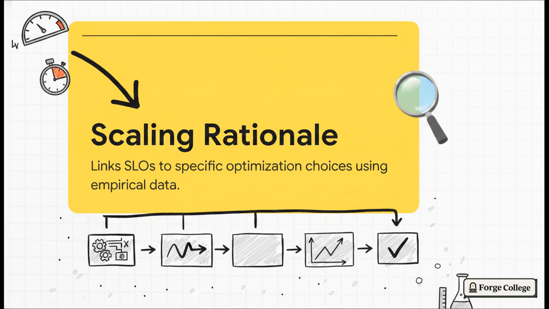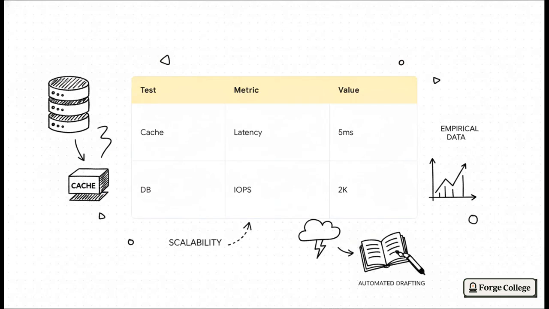This transforms your doc from just a list of opinions into a serious engineering-grade rationale. And this is where the script really shines. It outputs this incredibly clean benchmark excerpt table directly into your document, giving you instant proof for that scaling rationale. It automatically maps the test, the metric, and the value straight from your JSON. So when a reviewer inevitably asks, hey, why did you go with that specific caching layer? You don't have to argue. You just point right to this table. The data speaks for itself.